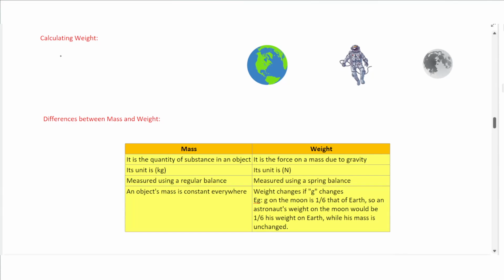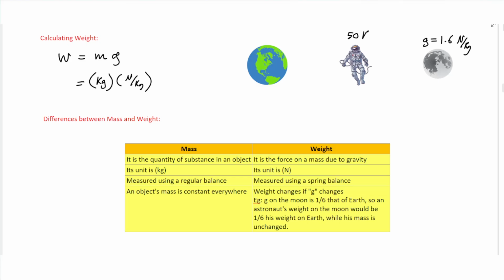And we use that field strength to calculate the weight. The weight is equal to mg, the mass in kilograms multiplied by the field strength in newtons per kilogram or meters per second squared. For example, if the gravity field strength on the moon is 1.6 newtons per kilogram and you have a mass of 50 kilograms, you multiply 50 by 1.6 and the answer will be in newtons since this is a force. This leads to a differentiation between mass and weight.